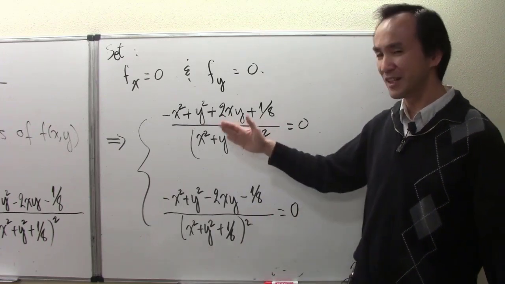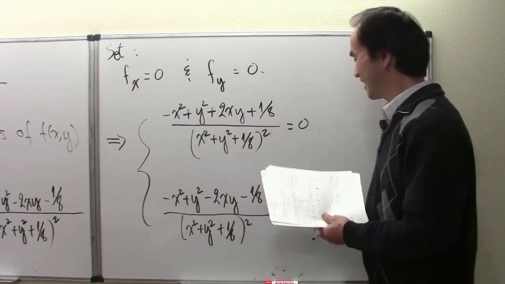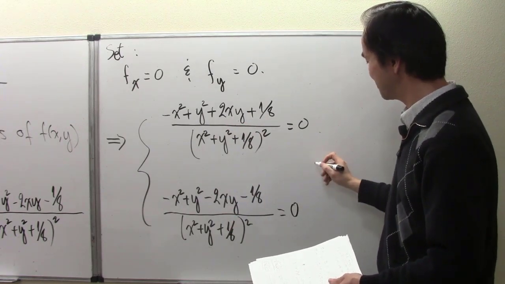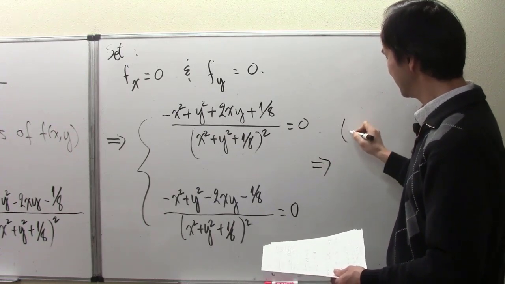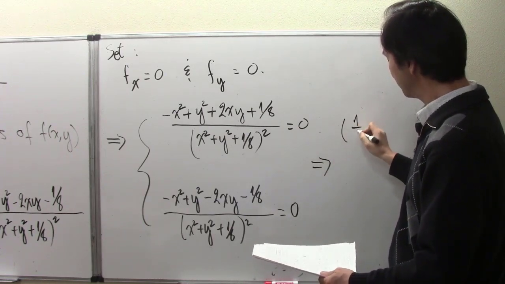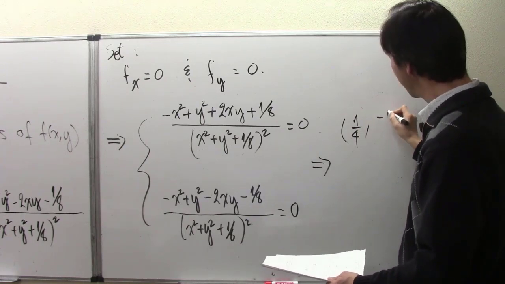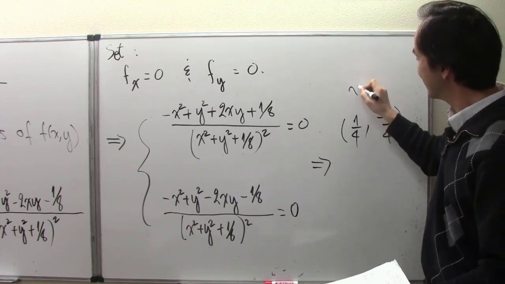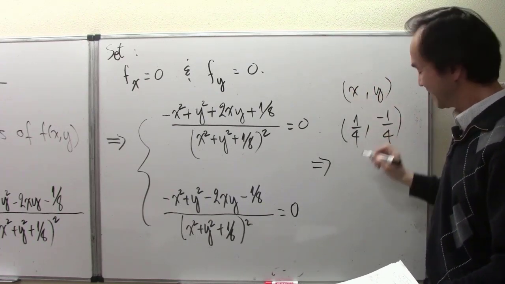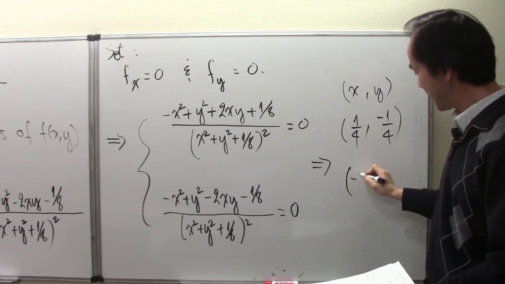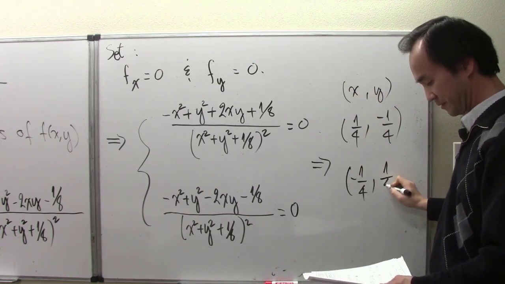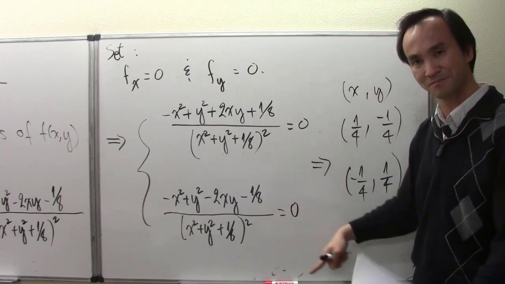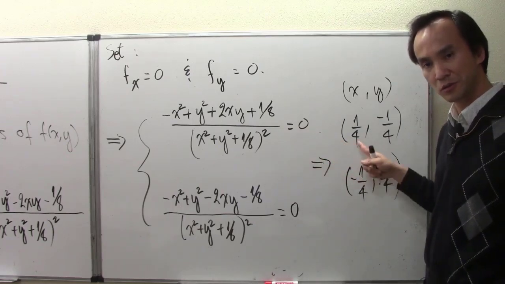But now solving this system simultaneously, I find two pairs of values. So it leads to one pair, 1/4, comma, negative 1/4. That's one critical point I found, x comma y. Okay, that's one of them. And I found another one being negative 1/4, comma, positive 1/4. So actually, my work came out with two critical points.